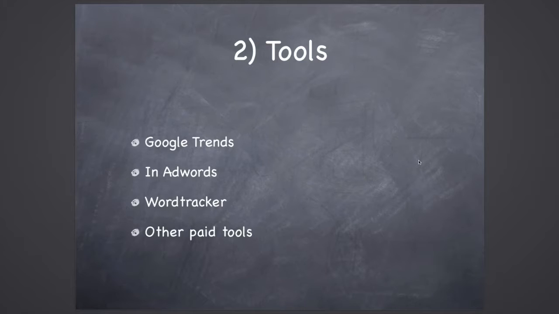All right, number two, let's think about tools a little bit. Where are you going to do your keyword research? Google Trends is a good place to start. I want you to play in Google Trends, and we're going to look at that a little bit more. And there's also a keyword tool in Google AdWords, and there's one called Word Tracker. And of course, there's a lot of paid tools if you get really into this.